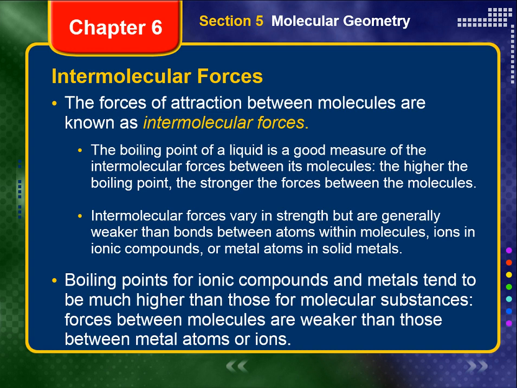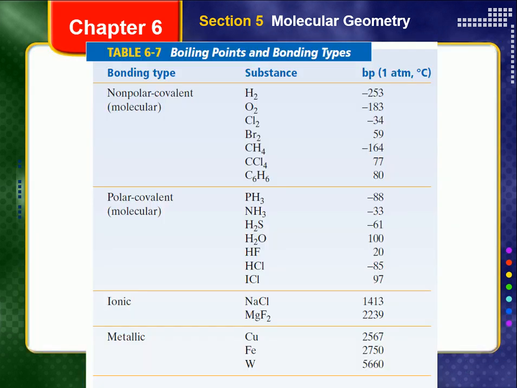The forces of attraction between molecules are known as intermolecular forces. Intermolecular forces vary in strength but are generally weaker than bonds that join atoms in molecules, ions in ionic compounds, or metals in solid metals. Compare the boiling points of the metals and ionic compounds in Table 6-7 on page 190 of your text or on the screen now with those of the molecular substances listed. Note that the values for ionic compounds are much higher than those for molecular substances.